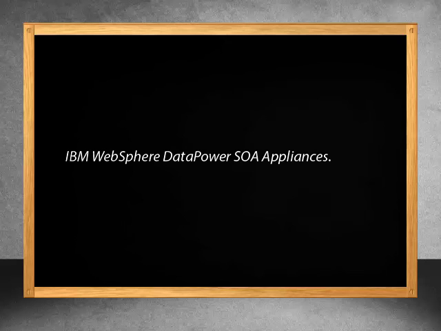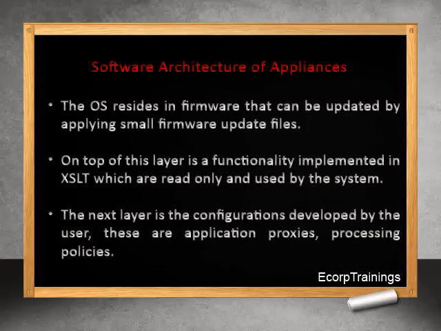Today we are going to discuss a few points about the software architecture of DataPower SOA appliances. In DataPower SOA appliances, a customized, hardened, native code operating system kernel implements the appliance's core functionality. The operating system resides in firmware that can be updated by applying small firmware update files.